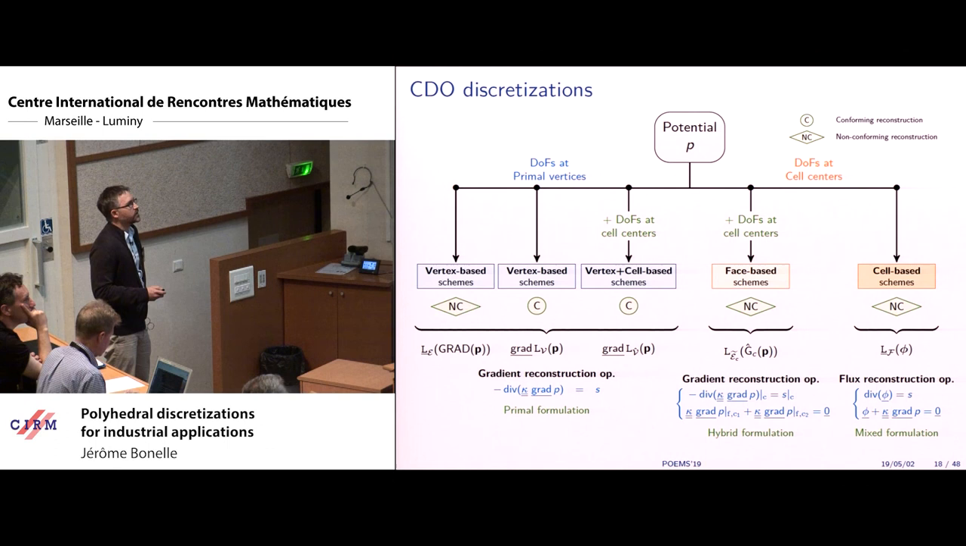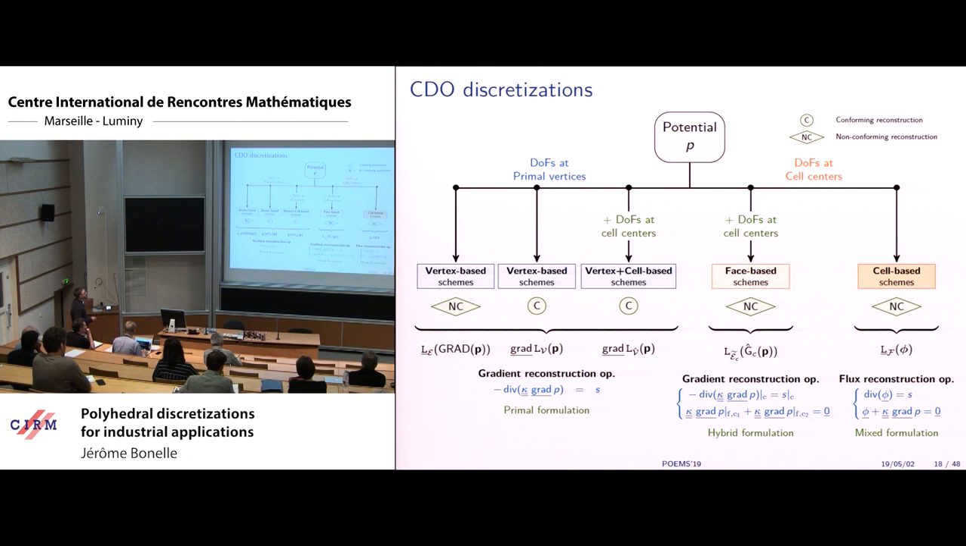But as is usual, starting from a mixed formulation, we can also have a hybrid formulation. And in this case, we have face-based unknowns for the potential, but also cell unknowns for the potential. And thanks to static condensation, we can remove these and end up with only face-based unknowns.